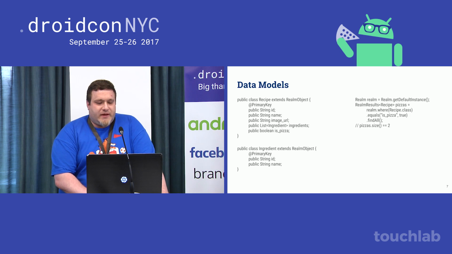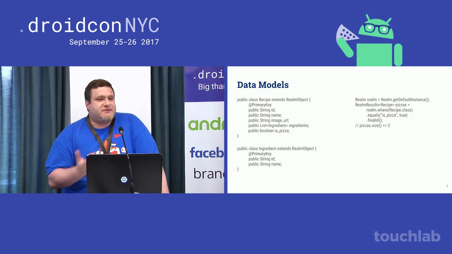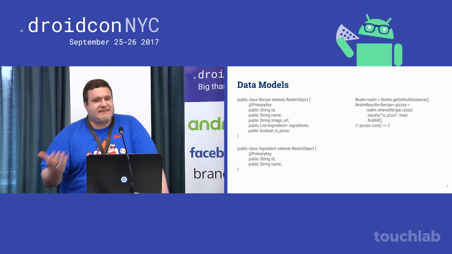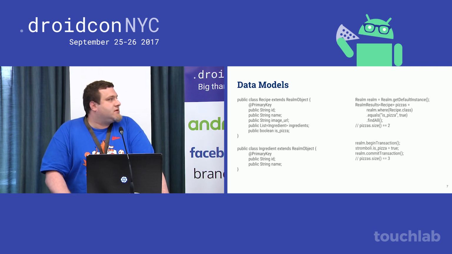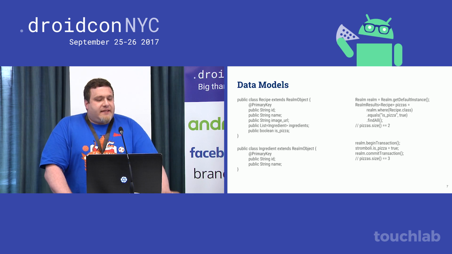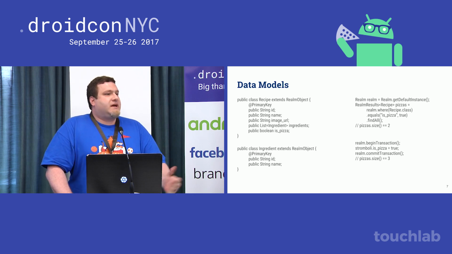So let's say that we decide that the stromboli is actually a pizza, right? Because it's basically a pizza. So we're going to create a transaction and we're going to update the field. We're going to set isPizza to true. And then at that moment, the pizzas query actually has 3 objects in it.